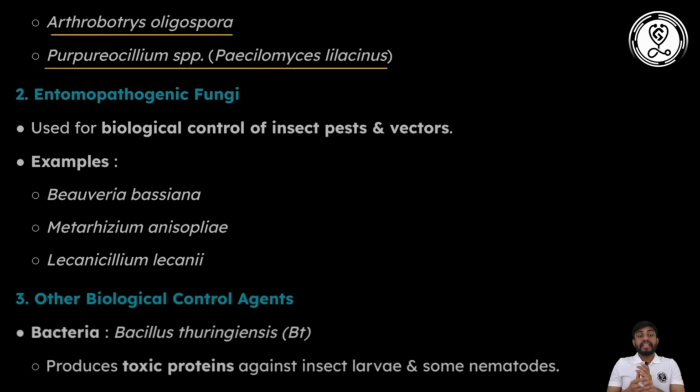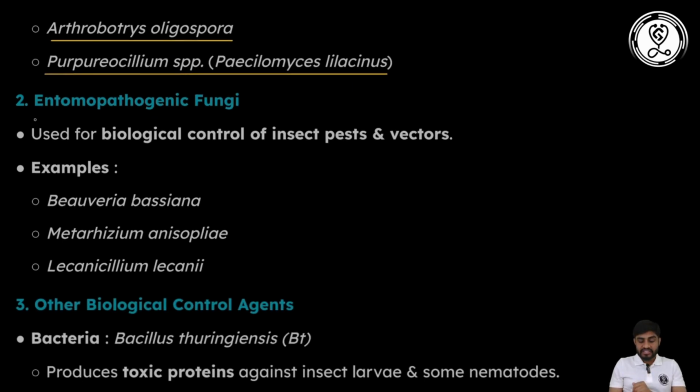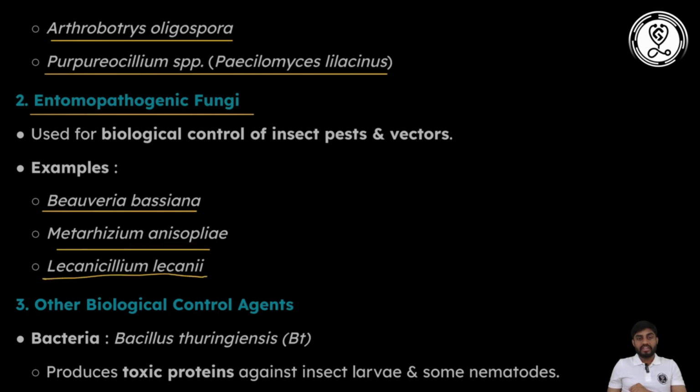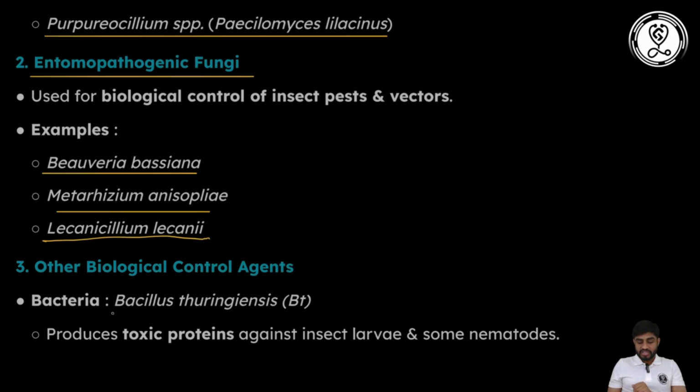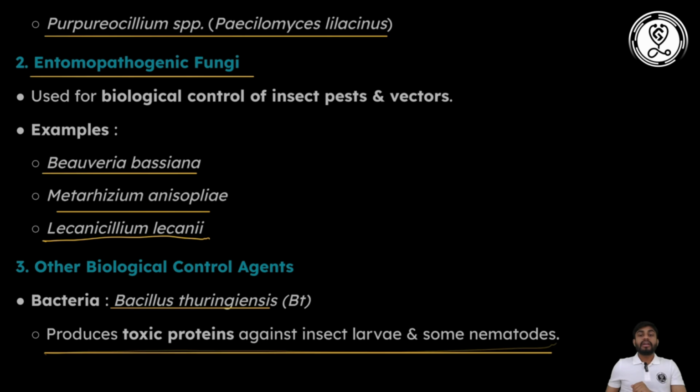Then there are some insect-eating fungi called entomopathogenic fungi that are pathogenic on insects, like Beauveria bassiana, Metarhizium anisopliae, and Lecanicillium lecanii. Then there are bacteria like Bacillus thuringiensis that produce toxin proteins against insect larvae and some nematodes. So these are the different ways we can control the parasite.